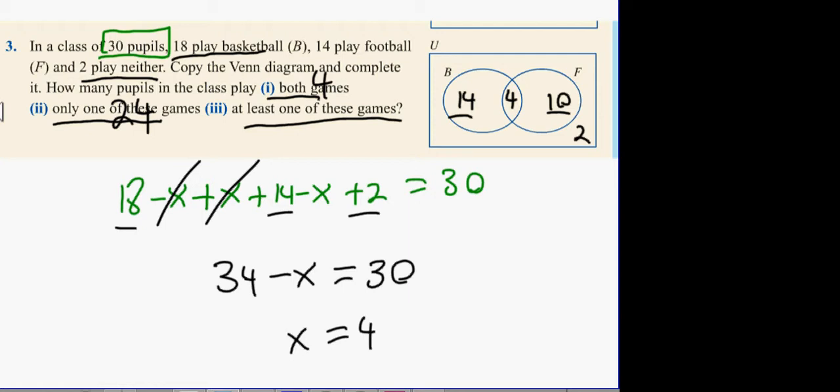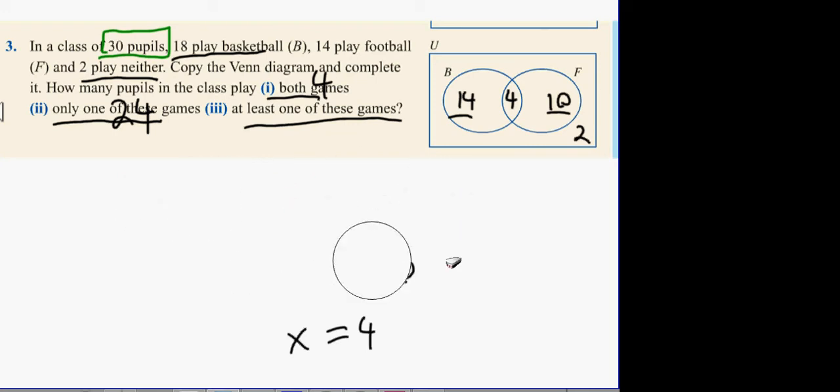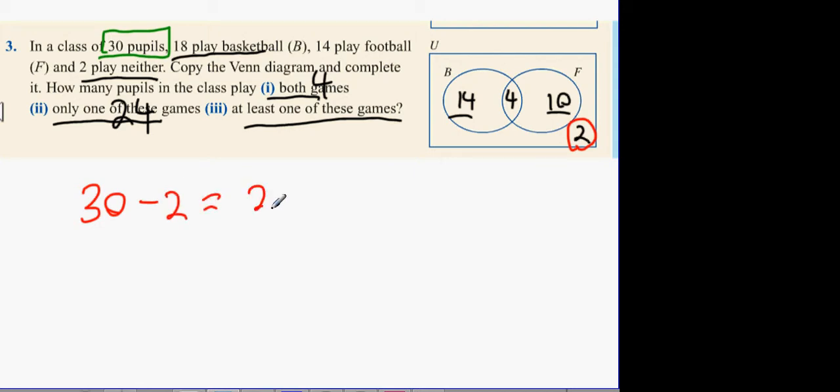Next one. At least one of these games. Jan, at least one. Well, you add 4 to 10, which makes 14. And then you add 14 to 14, which is 28. You play at least one sport if you take the total class and take away the people who play no sport. That's another way of doing it: 30 minus 2 is 28. Or add all these together and you also get 28. It's perfect. Okay, moving on.